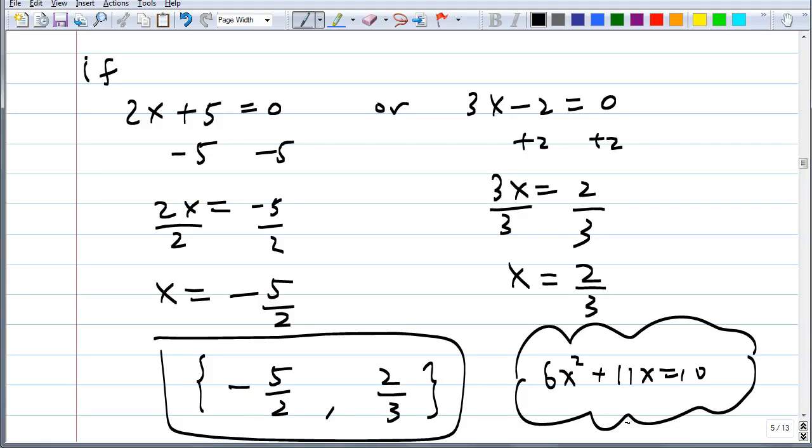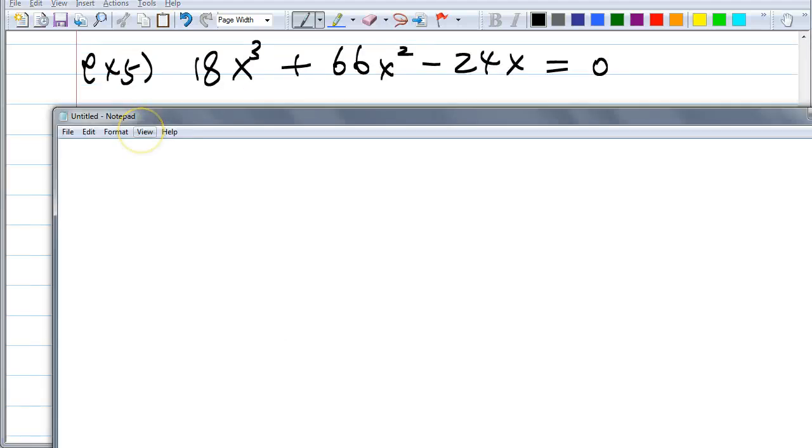Okay, let's move on to the next example. Take a look at example 5. We got 18x to the third plus 66x squared minus 24x equals 0. This time, they're kind of nice. They made the equation equal to 0 to begin with. So, guess what? All we have to do is what, guys? Factor the left side. Do we know how to factor the left side? What is it that you're going to do first? Michael? Thank you. GCF. Always look for your GCF, okay?